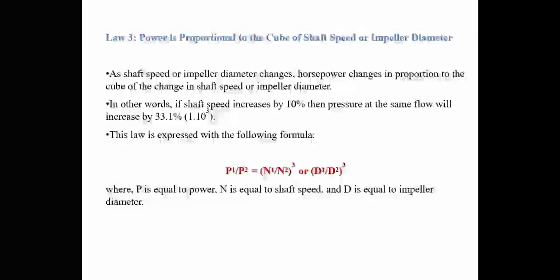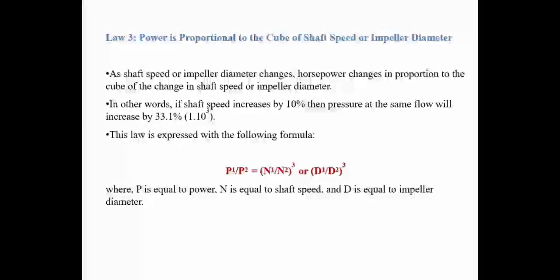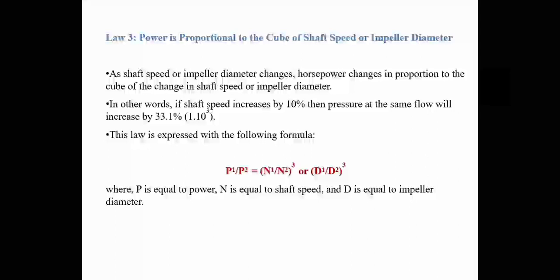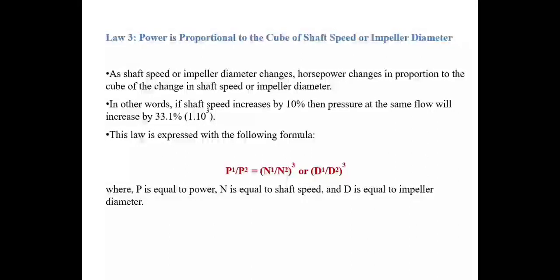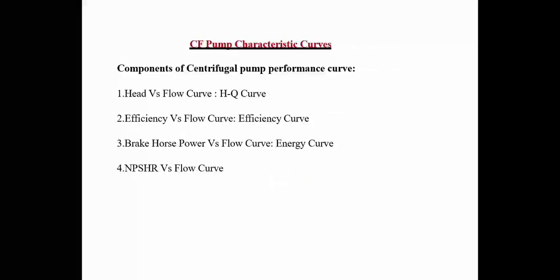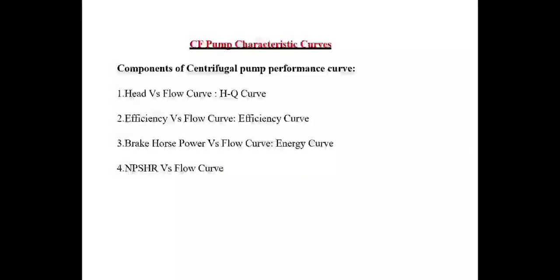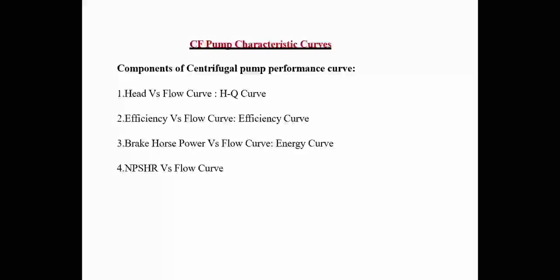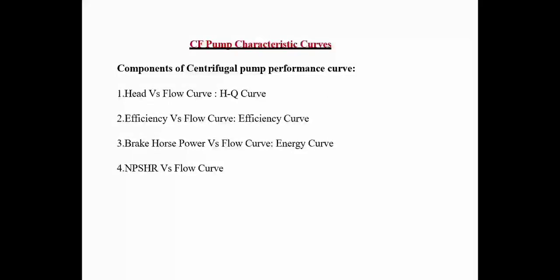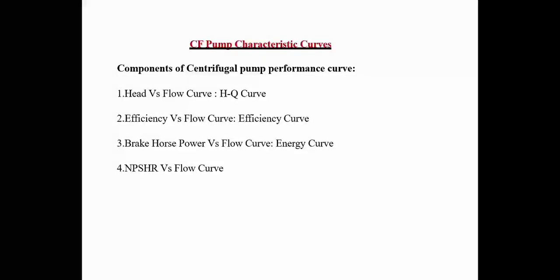Now the third law is power from the pump is proportional to the cube of the shaft speed or impeller diameter. So again here also 1 and 2 should be placed as suffixes. It was my mistake. P1 by P2 is equal to N1 by N2 the whole cube or D1 by D2 the whole cube. So these are the different affinity laws. Affinity laws are three: law 1, law 2 and law 3. So those three laws you have to study.